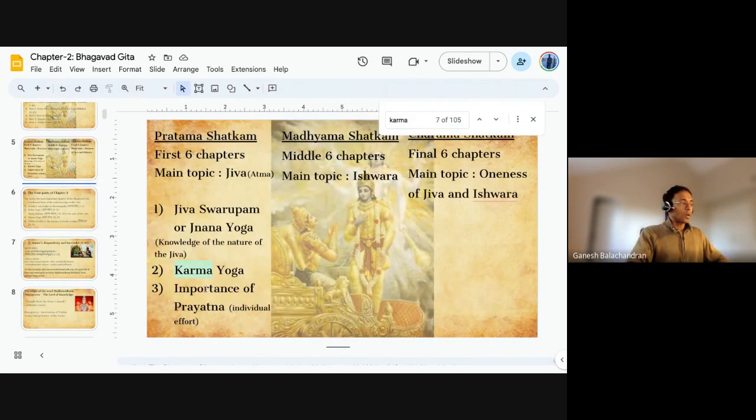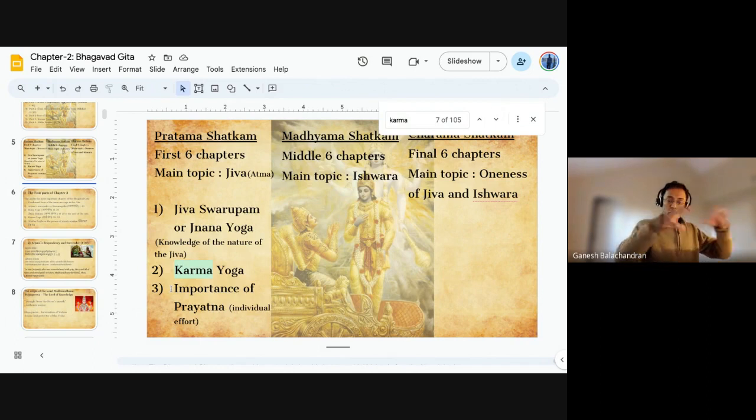Then there's another important concept, prayatna, which is the individual effort. There are some things which are determined, we call it fate or daivam, things beyond our control. It's prarabdha karma. It pushes us along a certain direction. But there is also individual effort. It's called prayatna. Yatna is effort, prayatna is proper effort. And this is given a lot of importance.